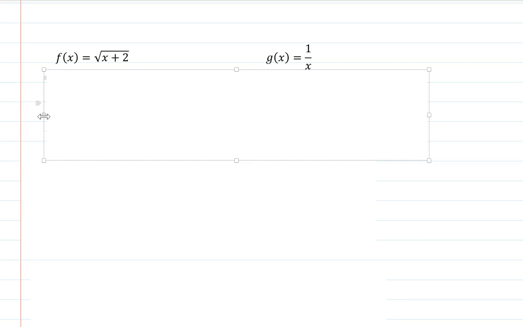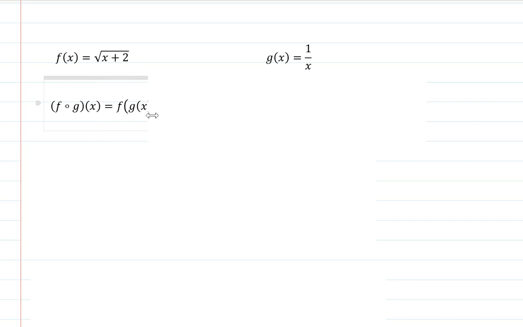The first thing that we're going to do is the easy part. We will compute f after g evaluated at an x. Well, that's just f with the input of g of x, but that's f of 1 over x. And what does f do to something? It takes the square root of that something and adds 2. Hence, it's the square root of 1 over x, plus 2.